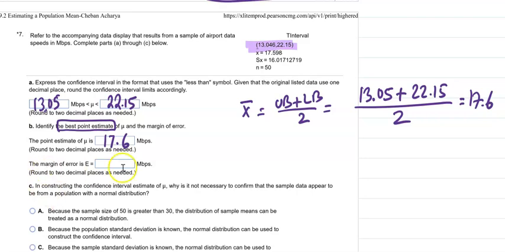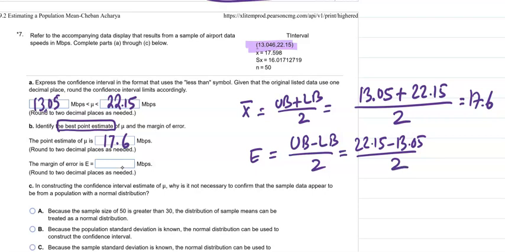The next question is to find the margin of error. E is going to be upper bound minus lower bound divided by 2. So the upper bound is 22.15 minus 13.05 divided by 2, and when you subtract and divide, you get 4.55. That's the margin of error. So part B is done.